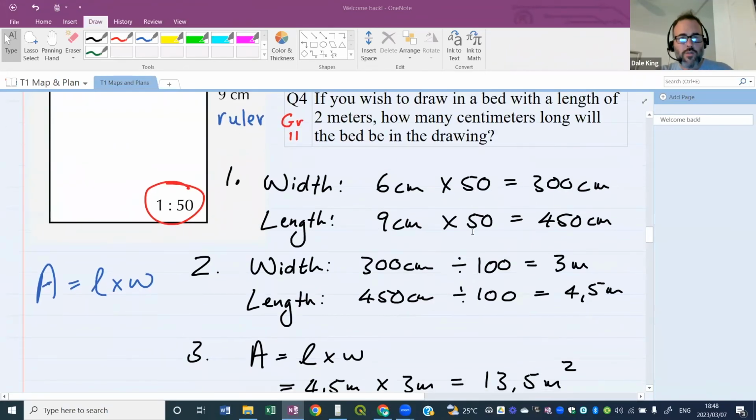All right. Question 4. Now, question 4, I've written there grade 11. Grade 10s, you can do this if you want, but this is specifically for the grade 11s. Okay, let's have a look at the question. It says, if you wish to draw a bed into this diagram, which has a real length of 2 meters in the real world, how many centimeters long will the bed be in your drawing? The real length of this bed is 2 meters. How many centimeters long will it be in the drawing?